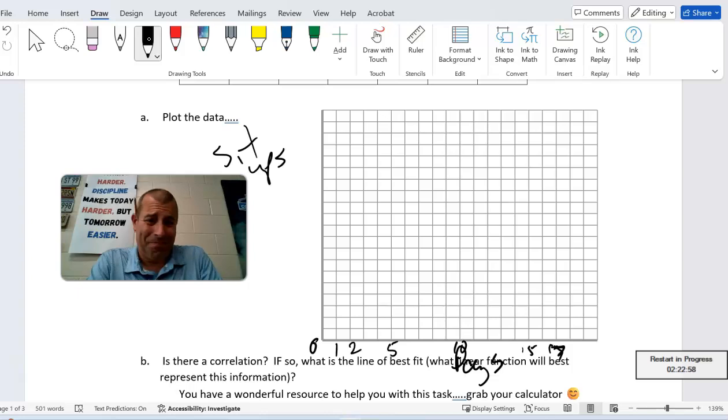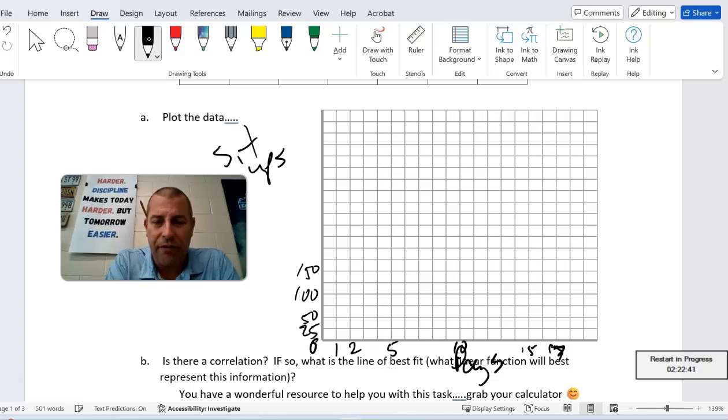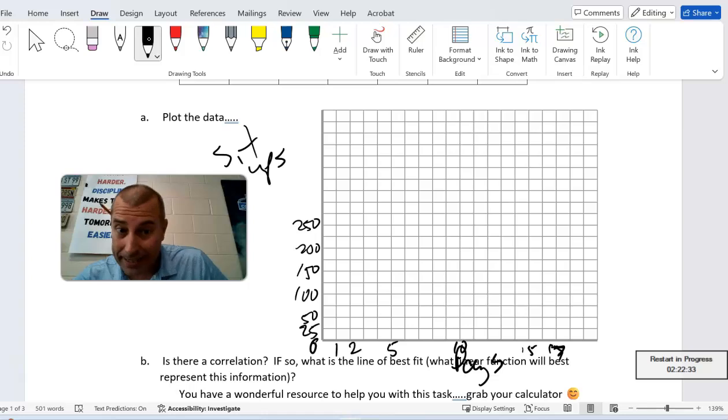Counting by 25s, okay. 50 seems kind of weak because that's only going to get me 5 spots. So I think 25 is a good way to go. Again, I'm not going to count the entire time. So 75, 100, 125, 150, 175, 200, 225, 250, because that's my highest amount.